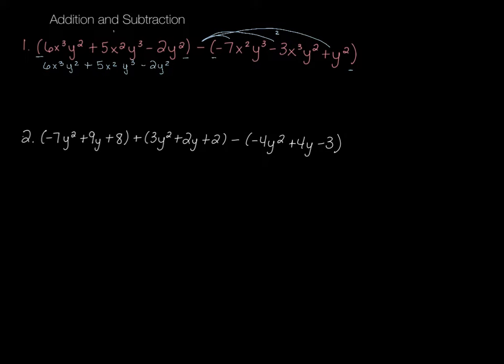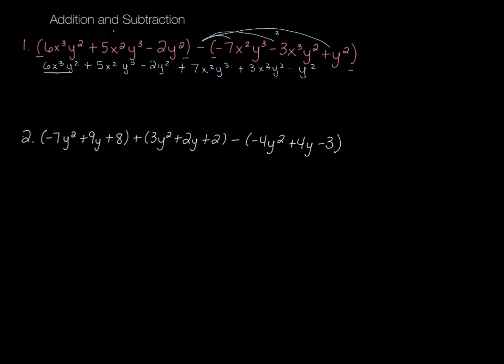So negative times a negative would give us a positive 7x squared y cubed. Again, subtracting a negative becomes addition, so plus 3x cubed y squared. And then we're subtracting a y squared, so that's a minus y squared. So now we're just going to combine like terms.